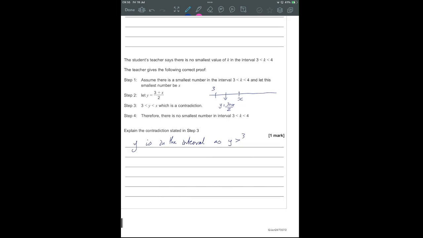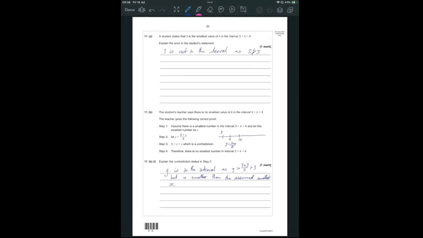It's greater than 3 plus 3 over 2, so it's greater than 3 still, but is smaller than the assumed smallest x. So we assumed that there was a smallest, and we found something that was smaller than it. Well, that's a contradiction to saying the first thing was the smallest.